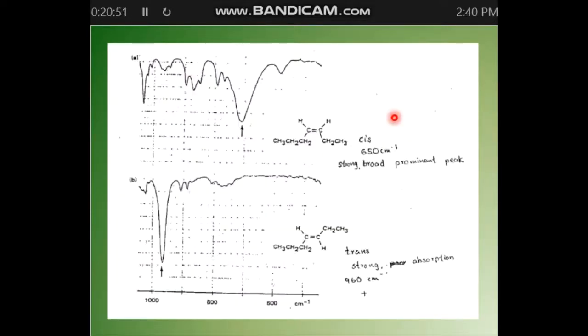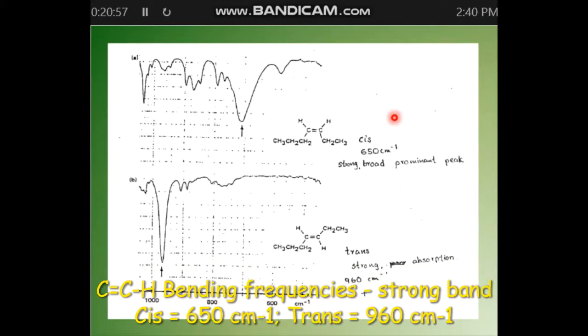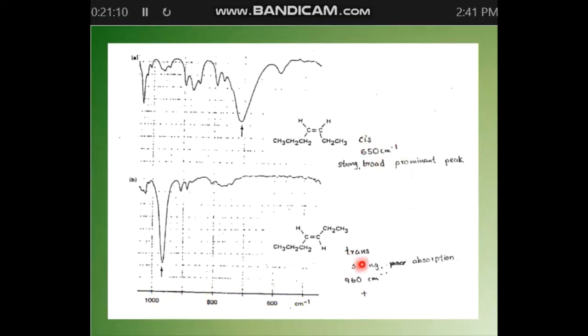Also, using an IR spectrum, we can identify the cis and trans isomers. In this example here, we have a cis isomer and a trans isomer. The cis isomer has a lesser vibrational frequency than trans.